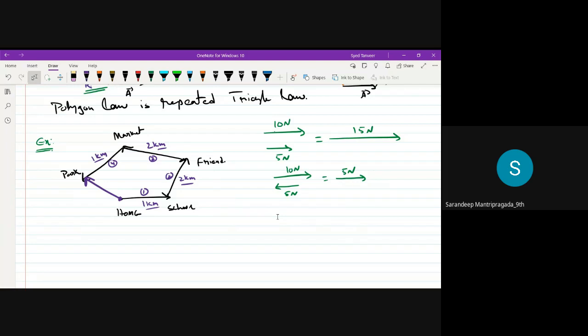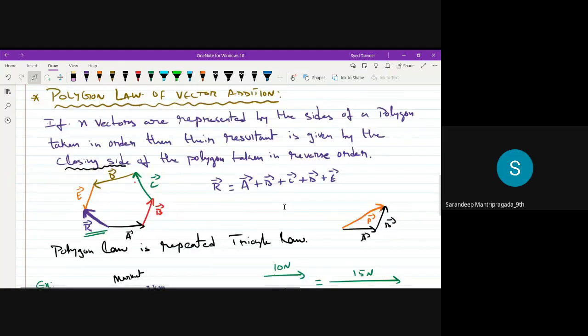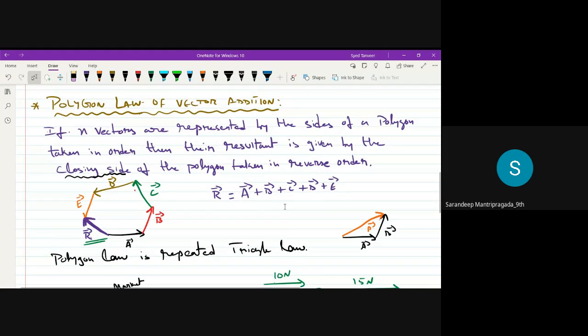Sir, you show that vector R equals vector A plus B plus C plus D plus E, right? Yes. So why are we not adding vector R also? R is a resultant, no? Okay, 1 plus 2 plus 3 plus 4 is 9. 9 or 10? Okay, sir. 10. So 10 is that R.